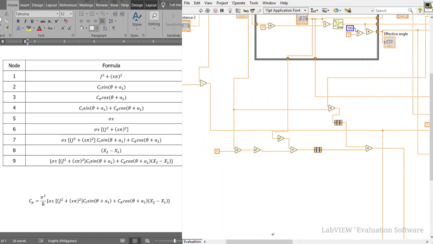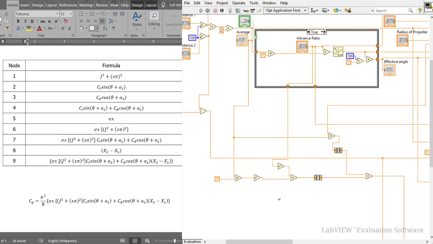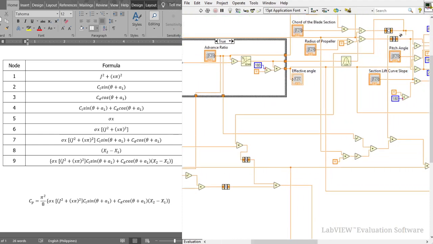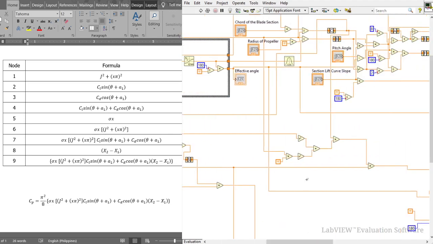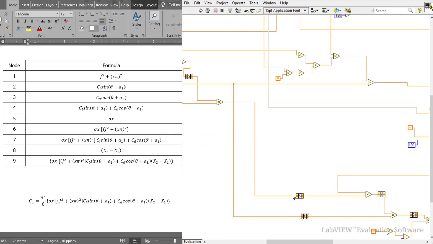So going back to this equation, which is the solidity of the propeller, here is the solidity of the propeller multiplied by the average, and this product represents node 5. Node 1 and node 5 are then multiplied. Therefore, we have node 6.